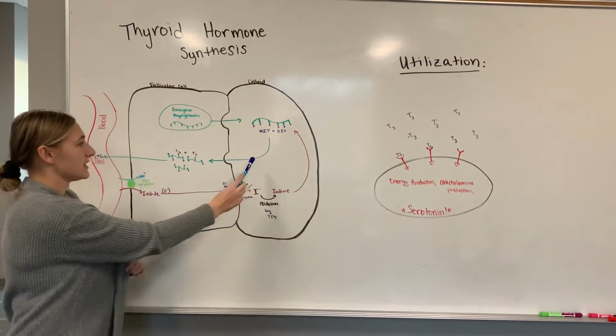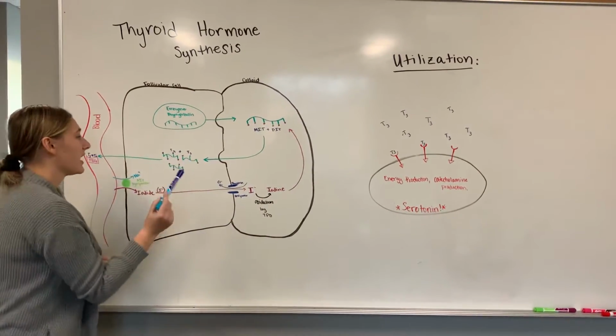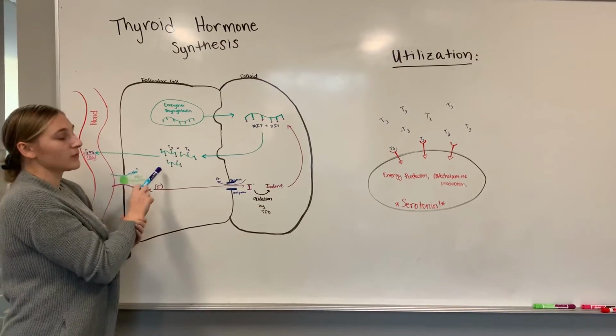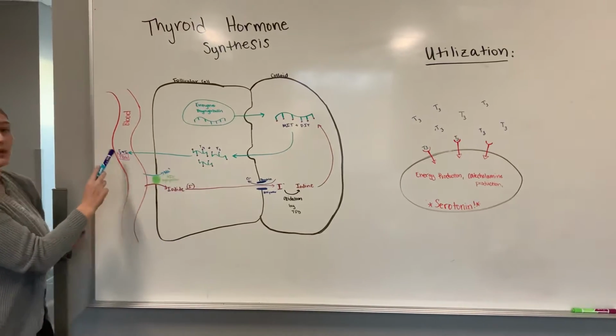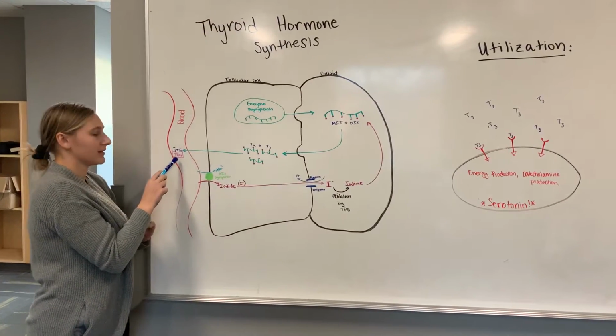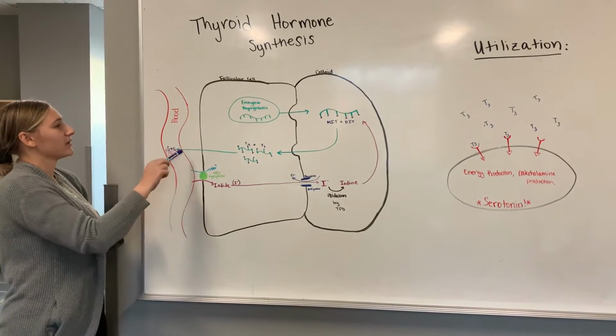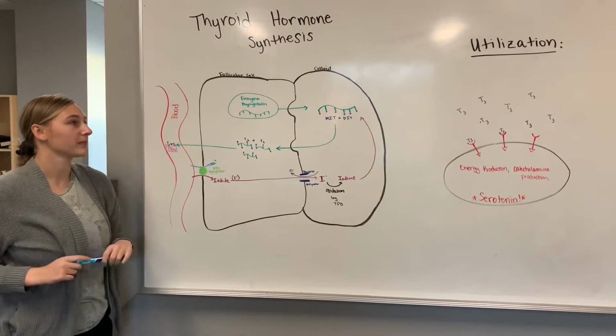These MITs and DITs are going to be transferred back into the follicular cell again, and here they're going to become either T4 or T3. These hormones are then going to go back into the blood and will attach to the thyrobinding globulin, and once it's there, they're going to travel into the blood to all kinds of different target tissues throughout the body.